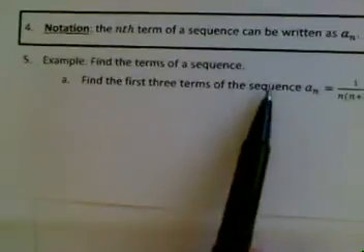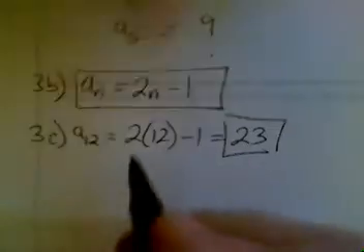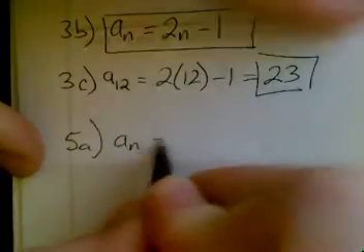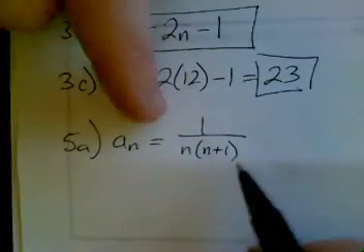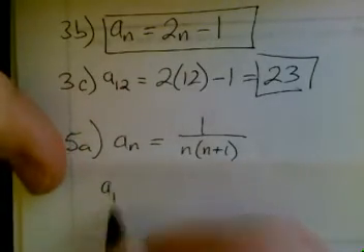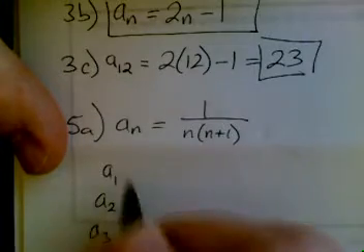Now, example number 5 says find the terms of a sequence. Find the first 3 terms of this particular sequence. So let me go ahead and write that down. I have 5a, and the sequence is 1 over n times n plus 1. Now, this is, again, the nth term of the sequence. So if I want to know the first 3 terms, I want to know a sub 1, a sub 2, and a sub 3.